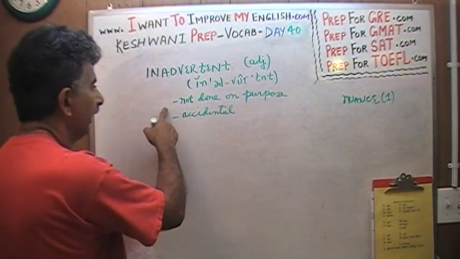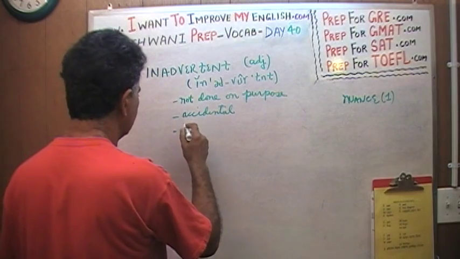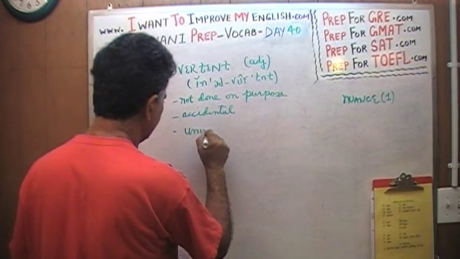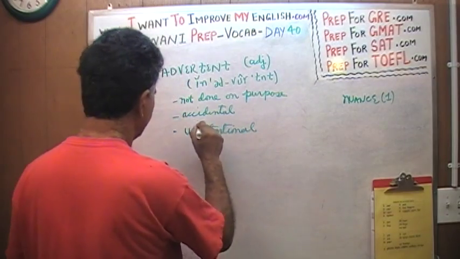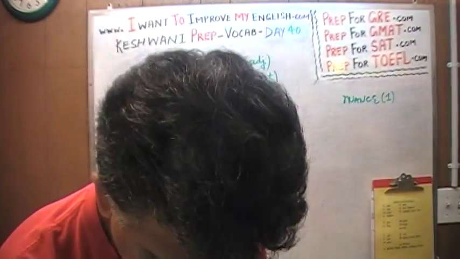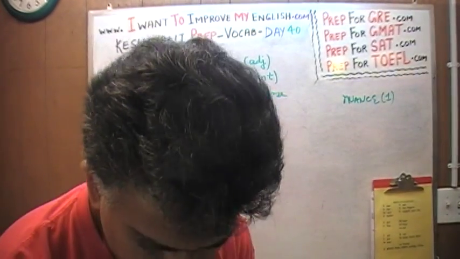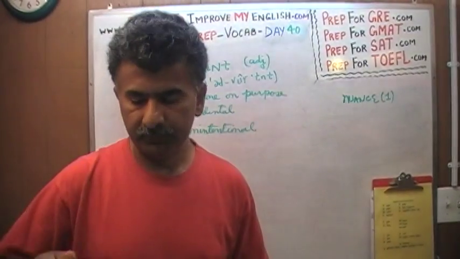So it means not done on purpose, accidental, or better yet, unintentional. You did not intend to do it, unintentional. That's it. So from now on, we're going to stop using the word accidentally. We're not going to say I did it accidentally, just say I did it inadvertently.